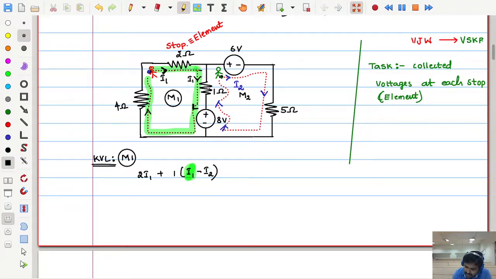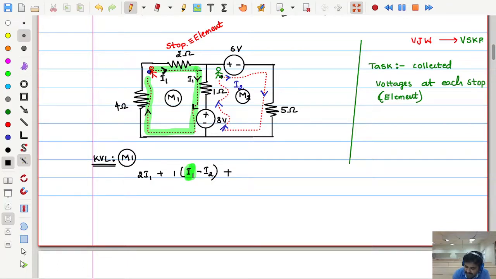Because this element is common to me and to you, that is, common between mesh 1 and mesh 2, whenever a common element is there, you should take care of the difference of the current flowing through that element. These two are the stops which are resistors, so we need to write the voltage as current into resistance.